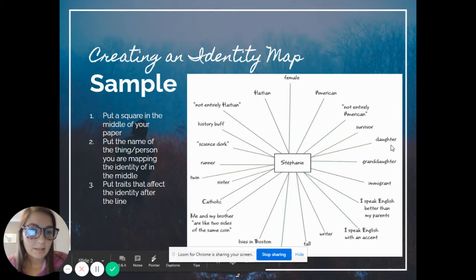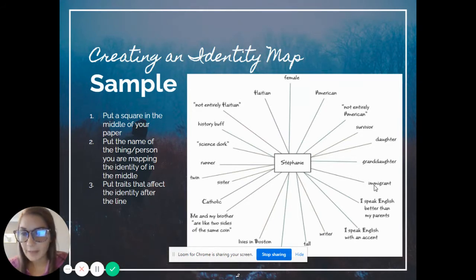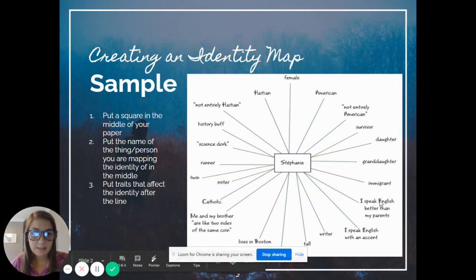She put her family aspects, so sister, twin, granddaughter, daughter. She put things about where her family came from, so she's an immigrant, meaning that she moved from another country to this country. She put the language that she speaks. She speaks English with an accent. She more than likely speaks two languages. She put I speak English better than my parents.